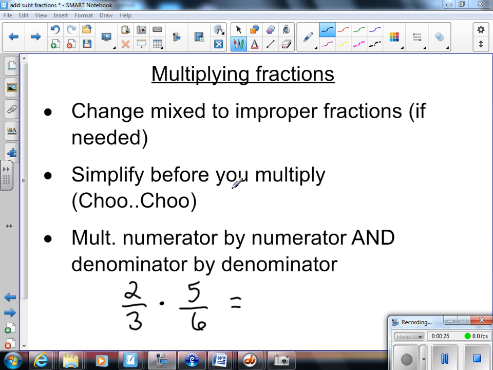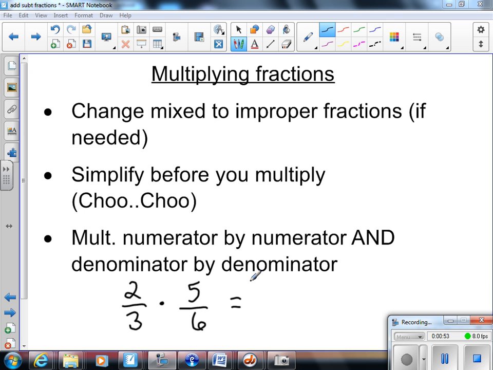The second step, which isn't really clear in the examples that were given to you out of your text, is that you need to look to simplify before you multiply. That's why you see this choo-choo here, because we're going to get a little rhythm so that you can remember it. When you multiply fractions, simplify before you multiply. Hear it?